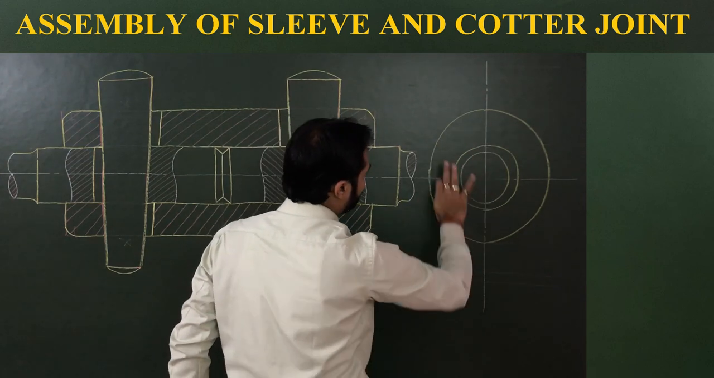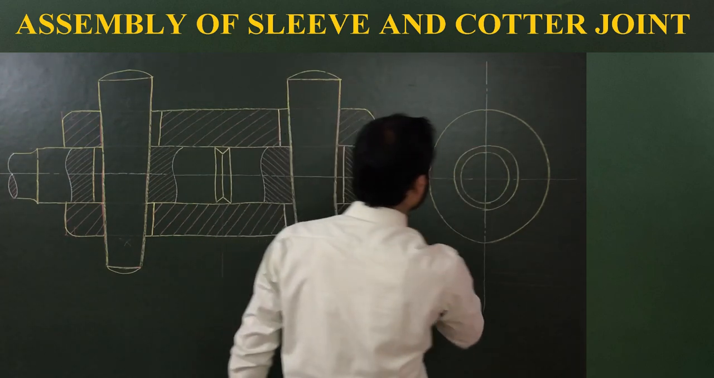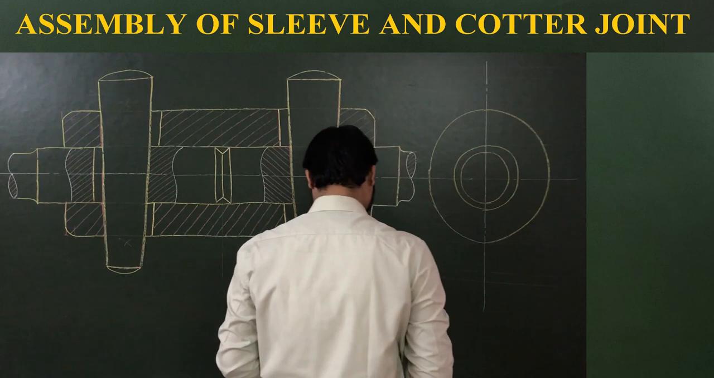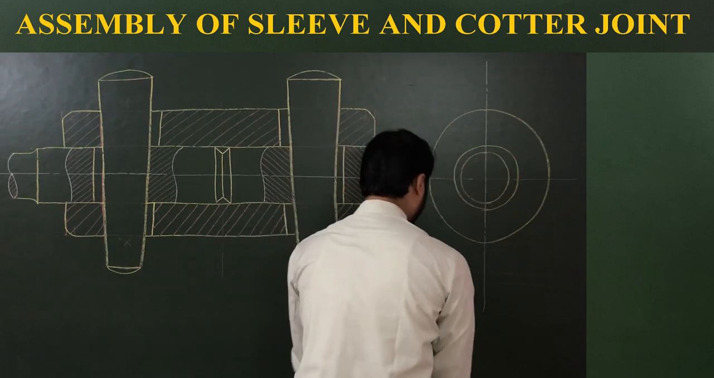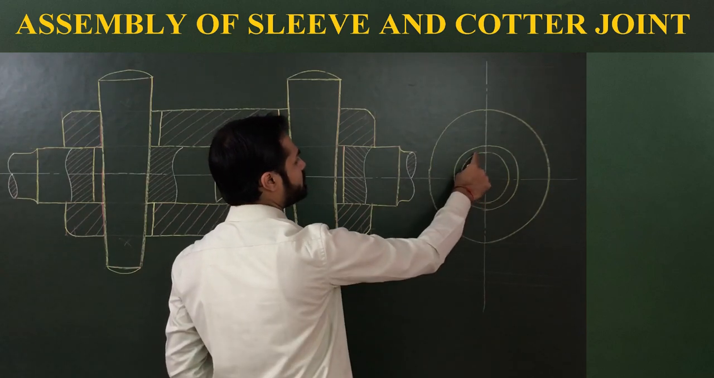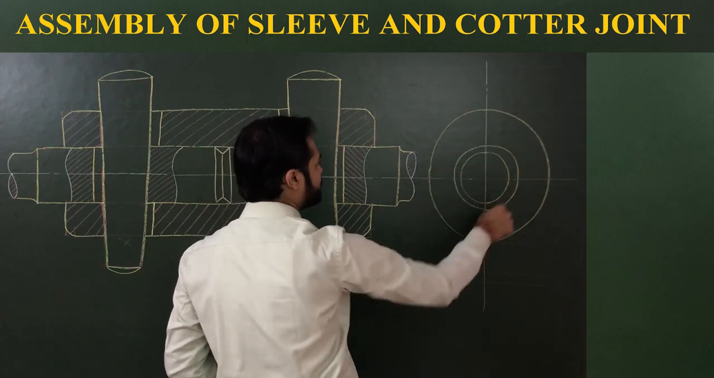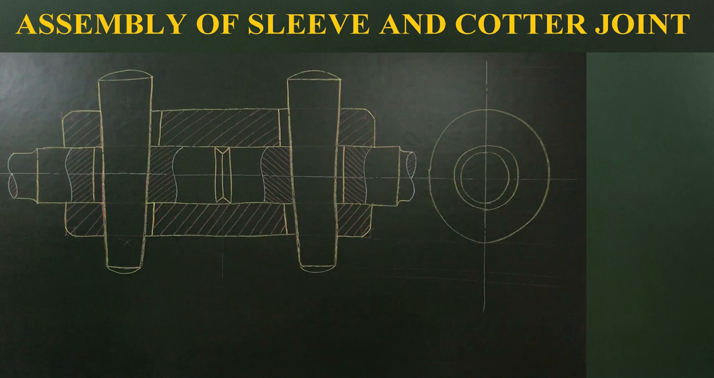I know these curves are elliptical, but please assume that these elliptical curves are circles of dia. First is of dia 24, second dia 30, and third dia 66. For the representation of first dia, second dia of the rod, and third circle is for the sleeve.